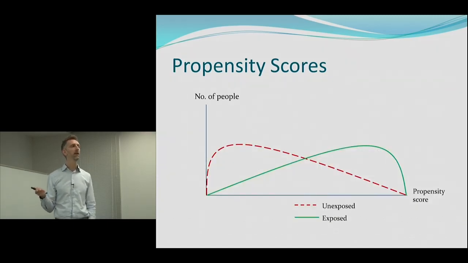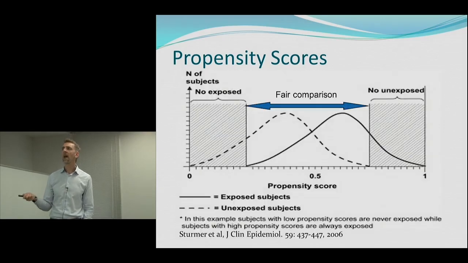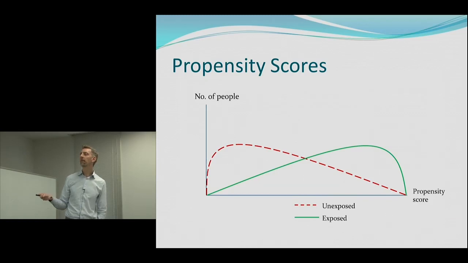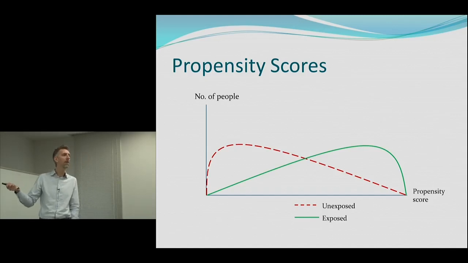Now in reality, the distribution rarely looks quite as nice as this. Even this is quite nice. It may look a bit more like this, where you've got a full range of scores in both the exposed and the unexposed, but you've got a definite tail off amongst the exposed at the lower end and amongst the unexposed at the higher end. Okay? This is probably more like the reality.